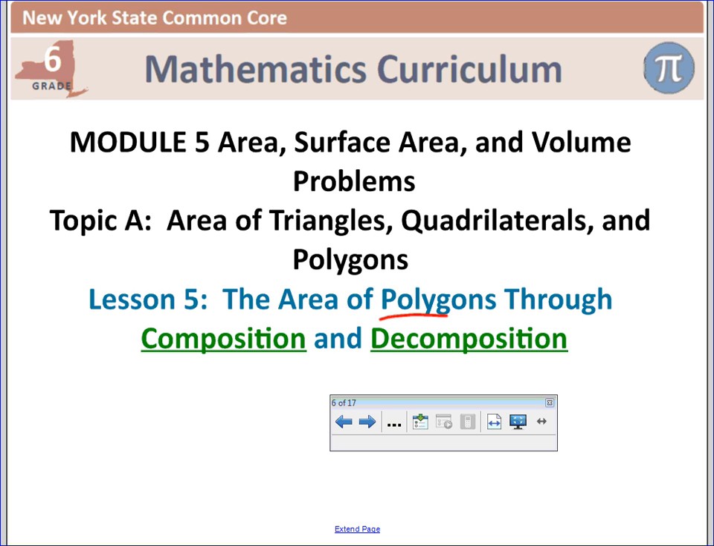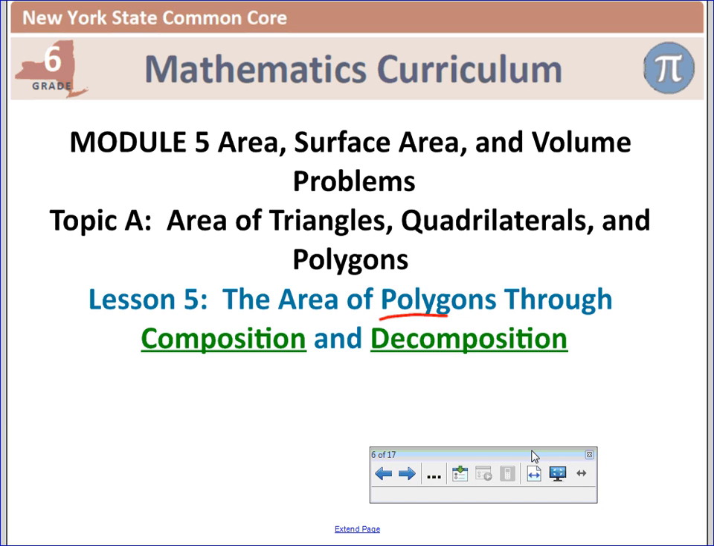And so we're going to look at all polygons, but we're going to use a technique called composition and decomposition, and I'll show why in a minute. Suppose we have a shape that looks like that. How many sides? 1, 2, 3, 4, 5, 6, 7, 8, 9, 10, 11, 12, 13. Anybody know what a 13-sided figure is? I don't know what a 13-sided figure is. If I don't even know the name of it, how am I going to figure out the formula for it?